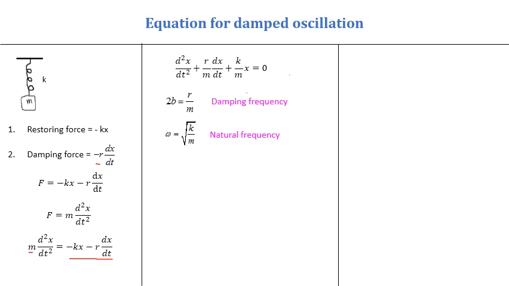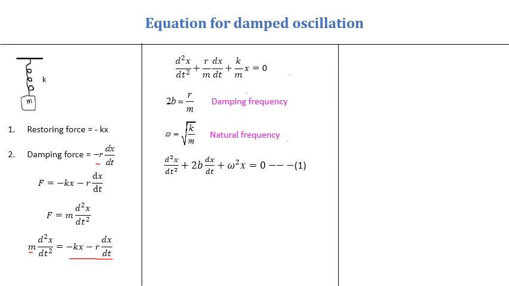Here let me consider r by m as 2b, which is the damping frequency, and k by m as omega square, because we know omega is equal to square root of k by m, which is nothing but the natural frequency of the system. Therefore we will get d square x by dt square plus 2b into dx by dt plus omega square x equal to 0. So this is a second order differential equation.